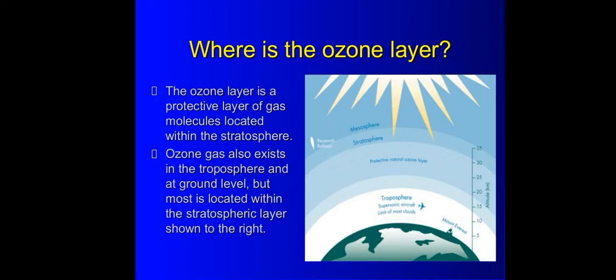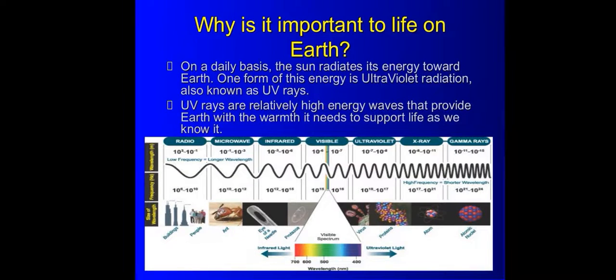The next is, why is it important to life on Earth? On a daily basis, the sun radiates its energy toward the Earth. One form of this energy is ultraviolet radiation, also known as UV rays. UV rays are relatively high-energy waves that provide Earth with the warmth it needs to support life as we know it. So why is ozone important to our Earth?